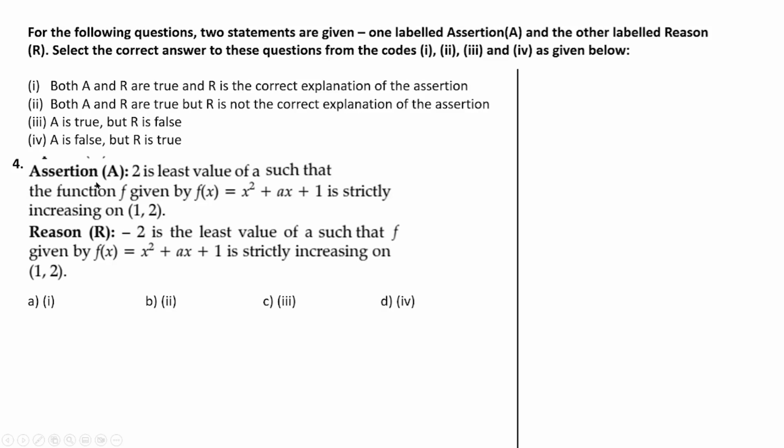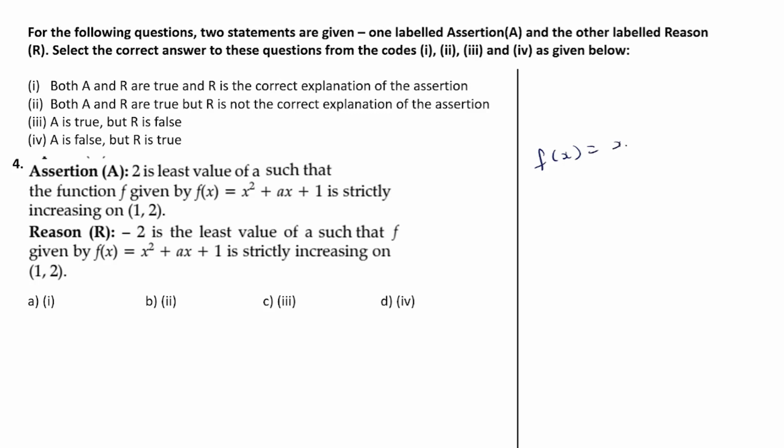The next question, assertion: the least value of a such that the function f given by f of x is equal to x square plus ax plus 1 is strictly increasing on 1, 2 is 2. Reason: minus 2 is the least value of a such that f given by f of x is equal to x square plus ax plus 1 is strictly increasing on open interval 1, 2. So here we can see that the reason is not a correct explanation of the assertion. So either assertion should be true or reason should be true. Now let us check which is true and which is false.